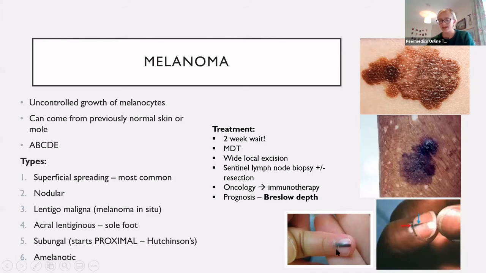So as you can see arrowed in this picture, and then you can see it down in the nail bed. So that's called Hutchinson sign. So that's the pigmentation starting proximally in the nail. So it starts in the nail bed, which is Hutchinson sign. And that is a sign of malignancy over trauma or any other kind of diagnosis going on.